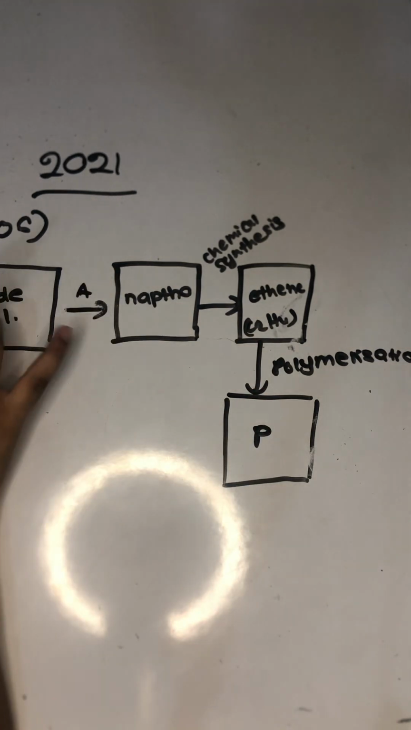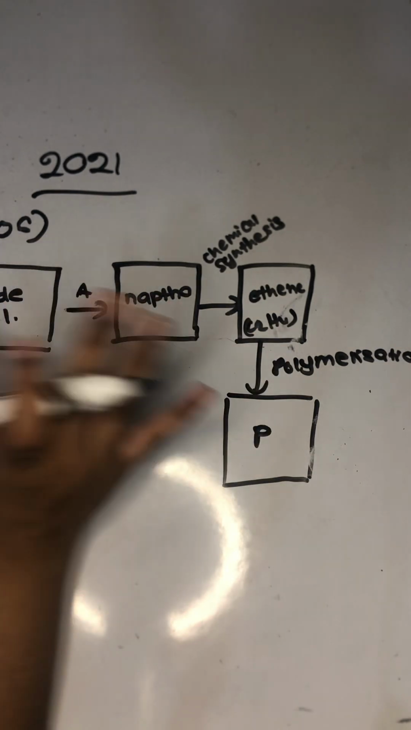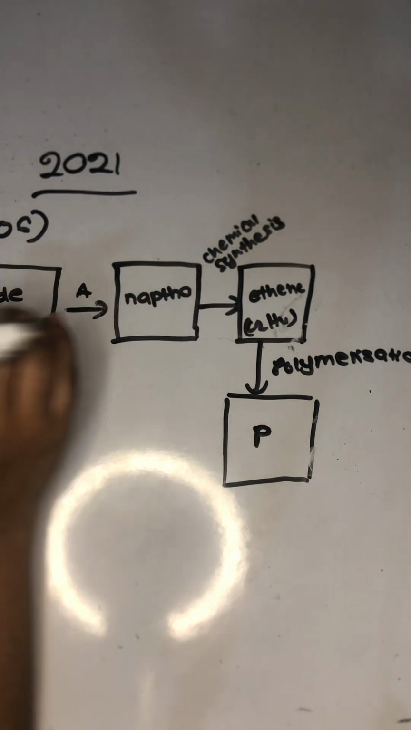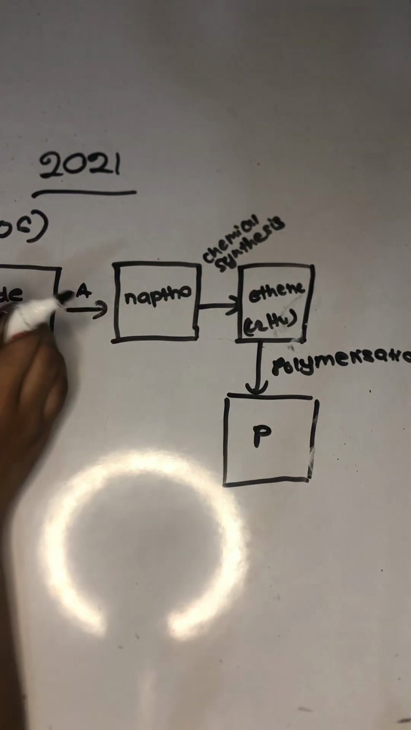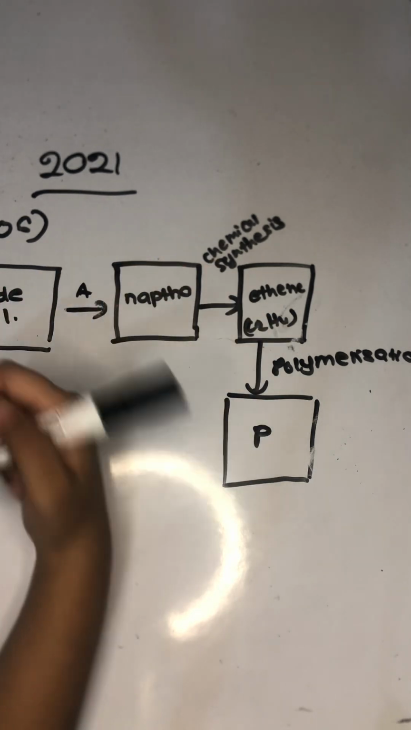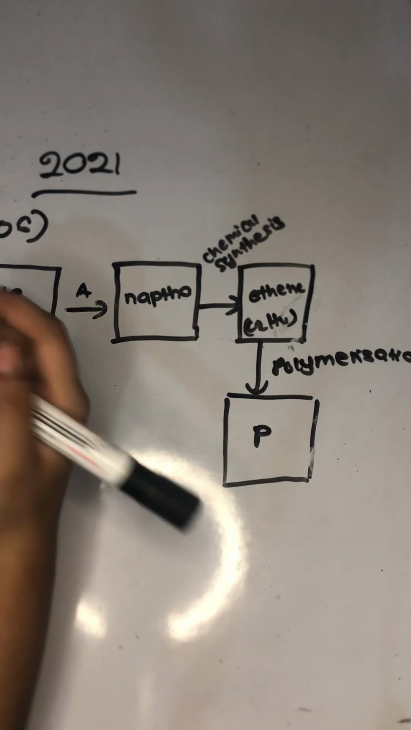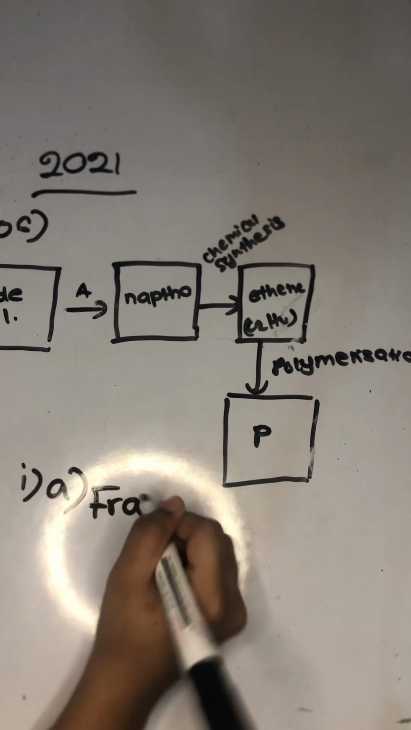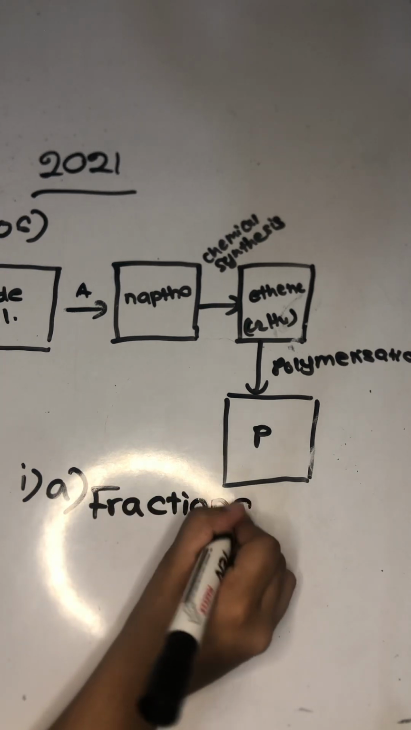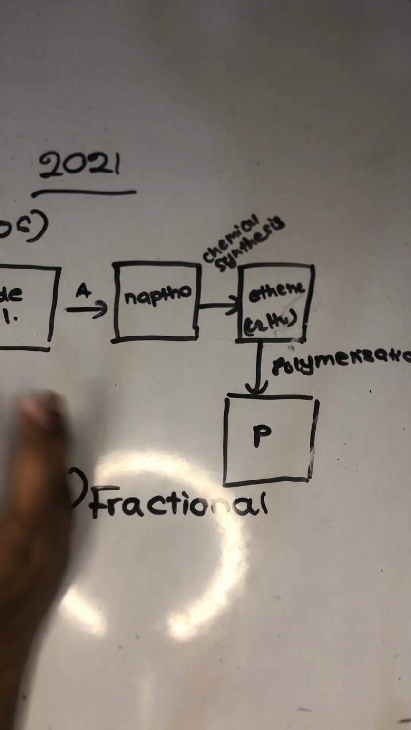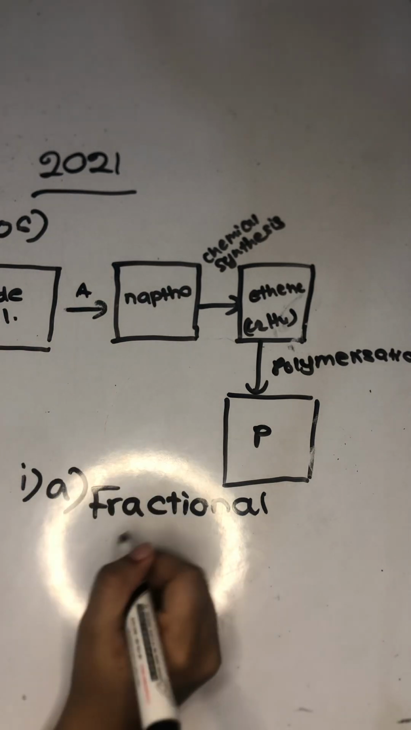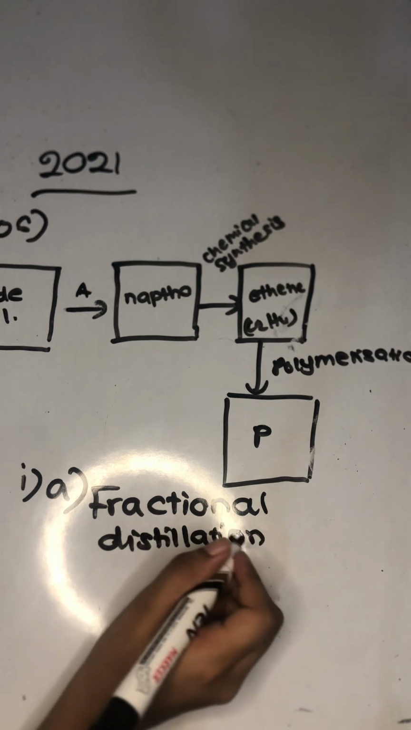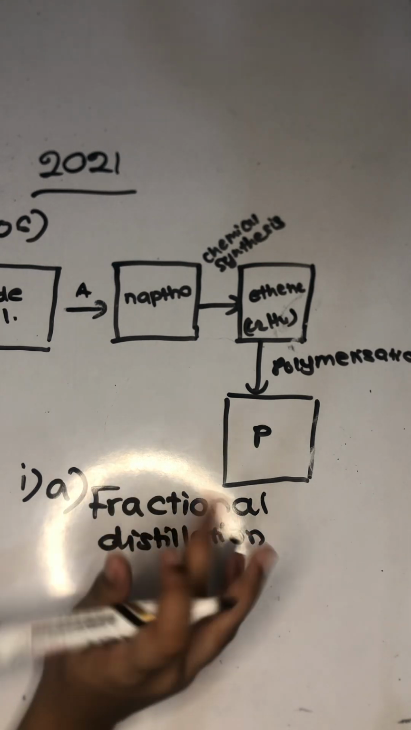Now they are asking, what is this separating technique? The letter A indicates a separating technique. That means from crude oil you are getting naphtha. How can you do that? You would have learned in lesson number 3 that it is done by fractional distillation. So many different oils you can get from crude oil, and in that same way you have gotten naphtha. So the answer is fractional distillation. You can go back and look into the notes on fractional distillation and check if it's true.